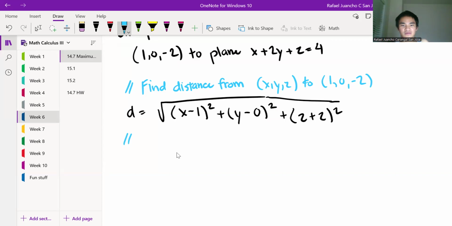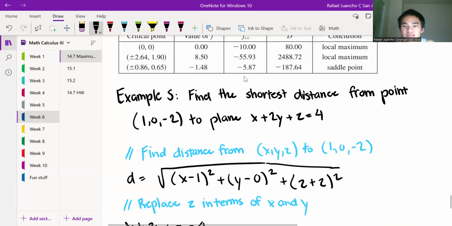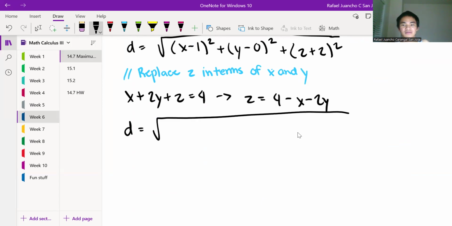So here we replace z in terms of x and y, right? So here we had x plus 2y plus z equals 4. That's where we got that information from. Now we turn it into z is equal to 4 minus 2y minus x. And I think it's in that, oh no, my bad. It's not in that order, but you get the idea. Now z is in terms of x and y. And then now we replace that in our distance formula.